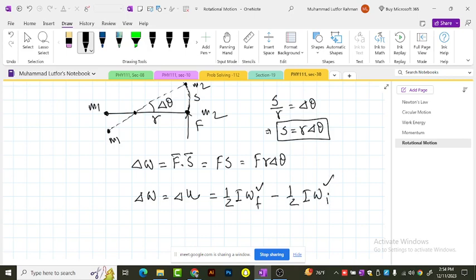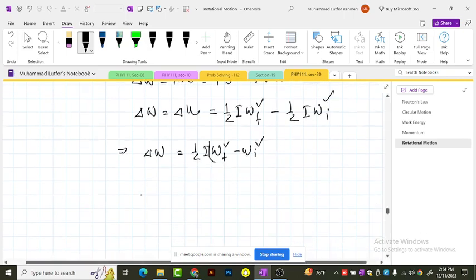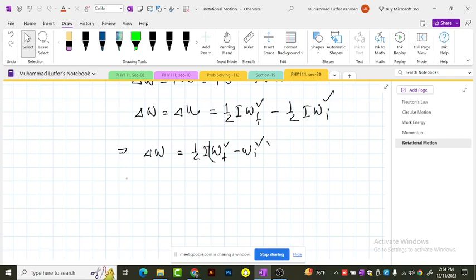Because its moment of inertia is the same, it's not going to change the center of mass actually. Then I write one line, I'm going to do something over here. I can factor out this half of I from this part, then I will find omega F squared minus omega I squared, right? Let's plug in the left hand side.